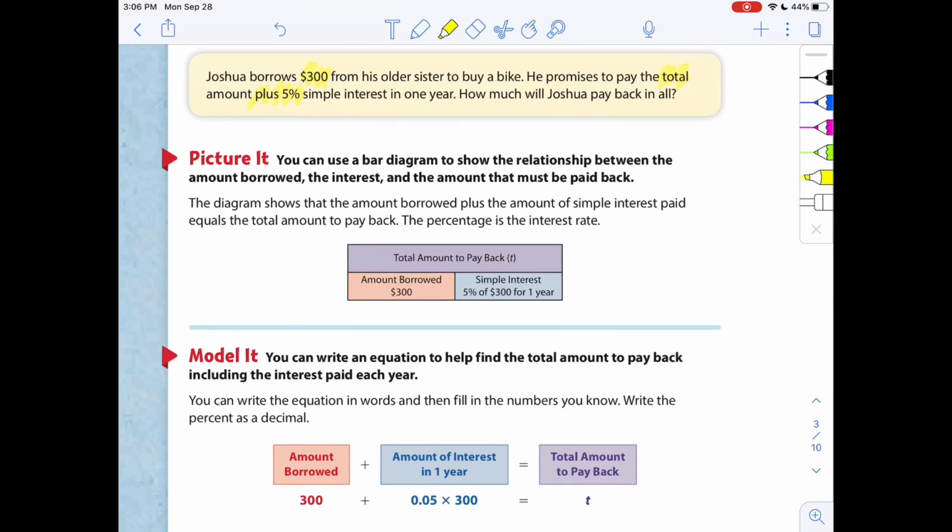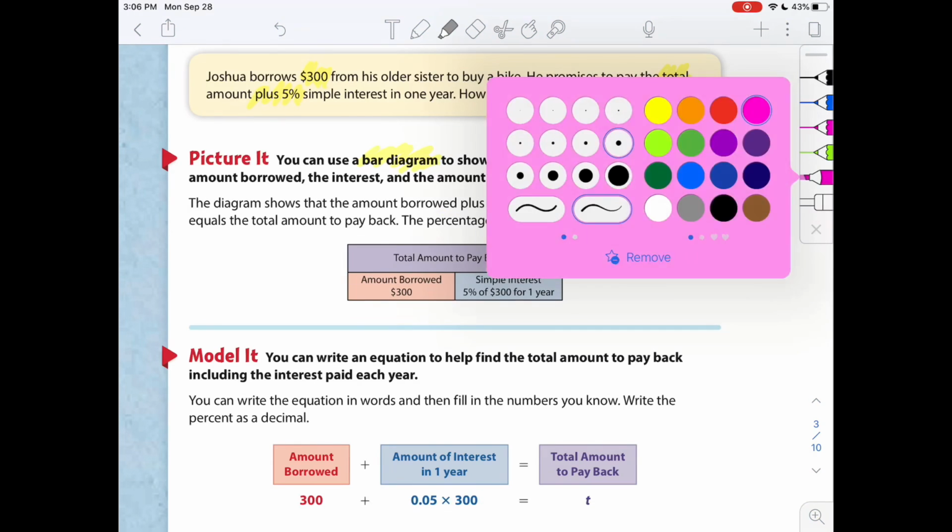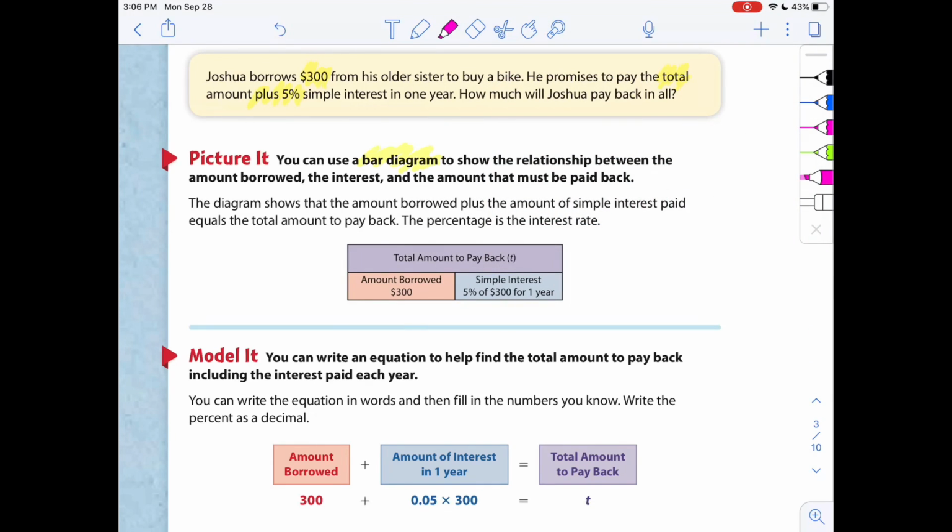The first way that we can model this situation is with a bar diagram. And this bar diagram shows the relationship between the amount borrowed, the interest, and the amount to be paid back. So let's highlight that. It's going to show the amount borrowed, so he borrowed the $300, the interest, so the 5%, and then the total amount that he must pay back.